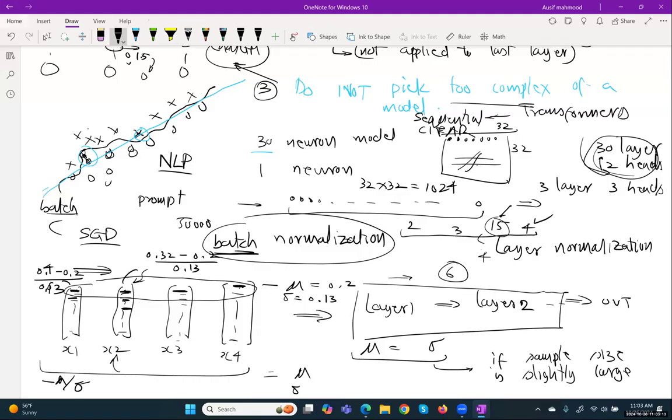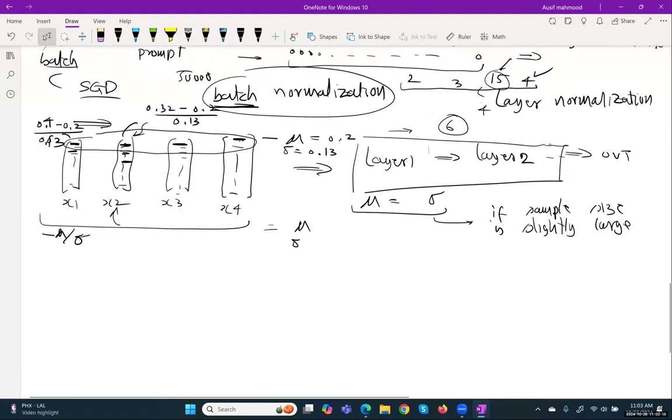So anytime we do what we call normalization, see, normalization.